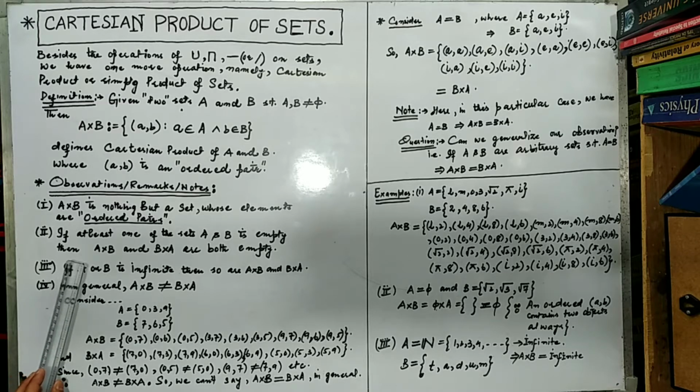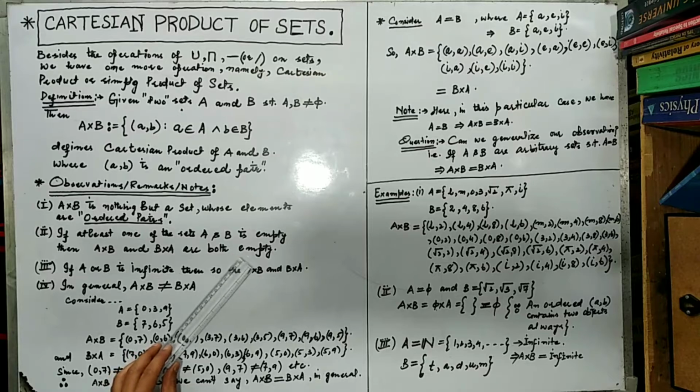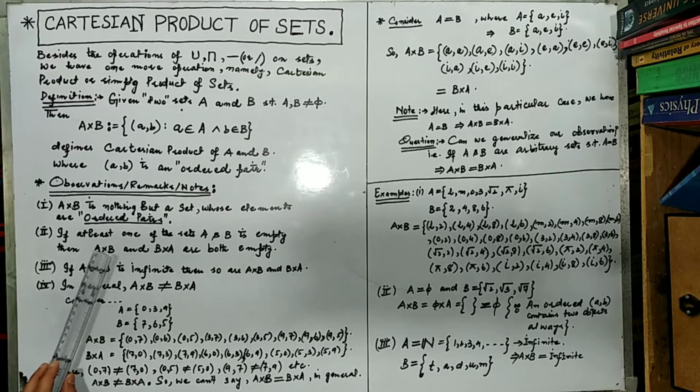Note second tells me that if at least one of the sets A and B is empty, then A cross B and B cross A are both empty. It means that if among the given sets A and B you have at least one, and in some cases you can have both of the sets, empty, then their Cartesian product will be empty.